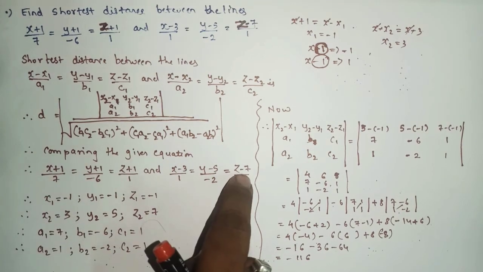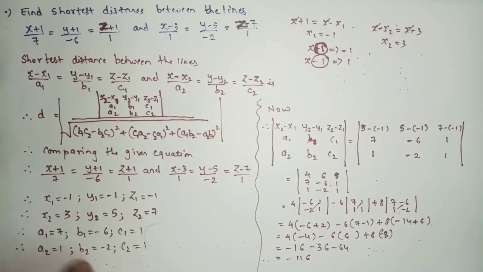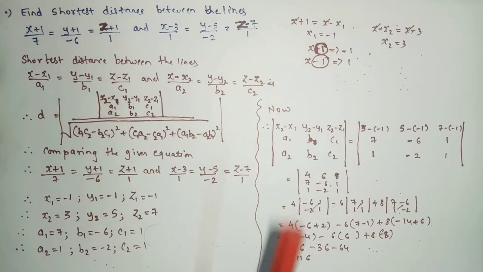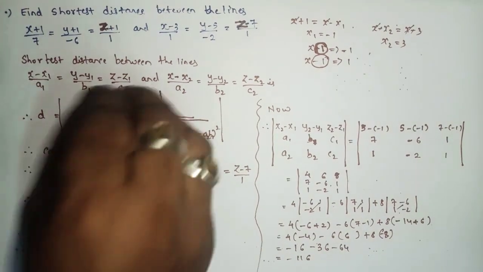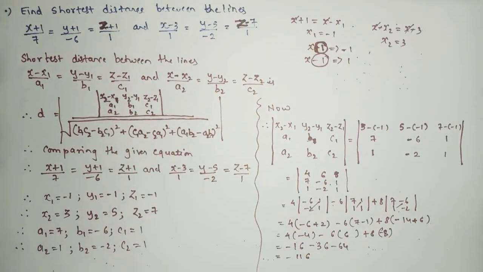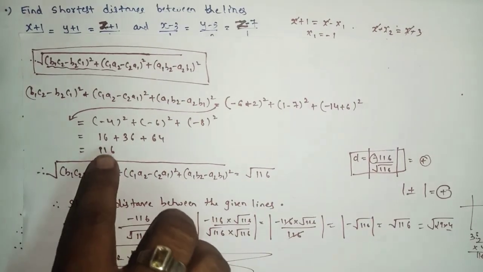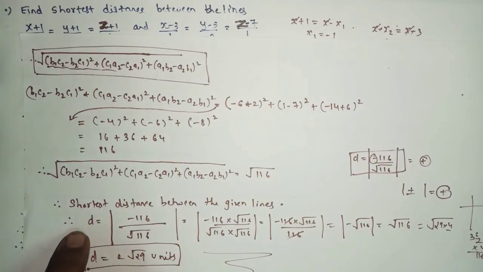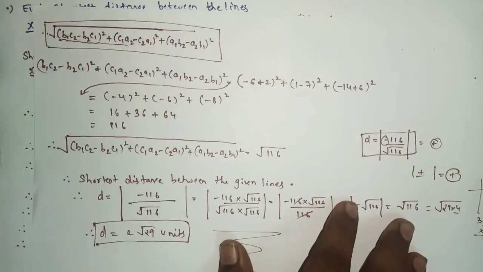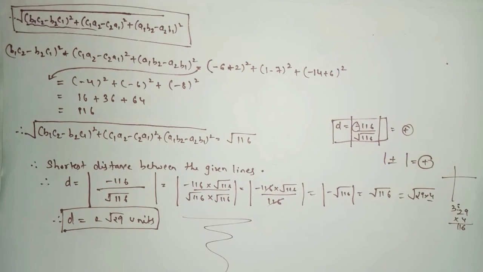Okay, so comparing the equations, you will get x1 y1 z1, x2 y2 z2, a1 b1 c1, a2 b2 c2. After that, don't substitute all the values directly in the formula. Find this part separately and this part separately. So where this part you got minus 116 and the denominator section you got 116. Then substitute the values inside the mod, rationalize, you will get the answer. So in this way you have to present your sum in the board exam. I hope you all understood the sum.